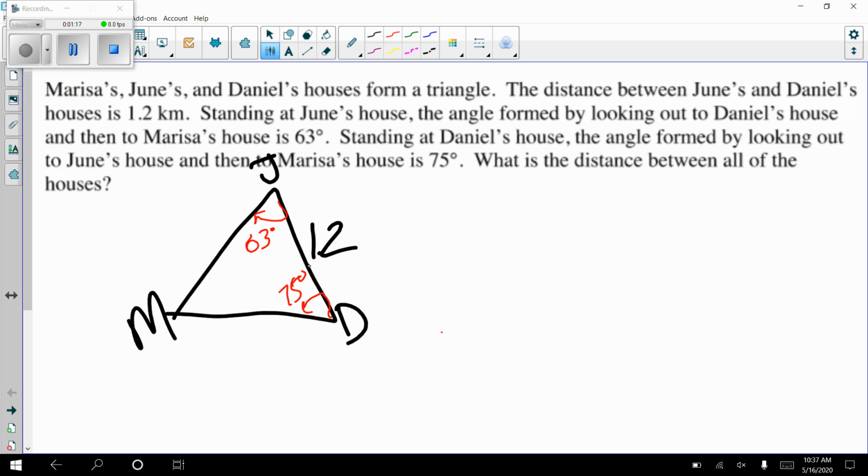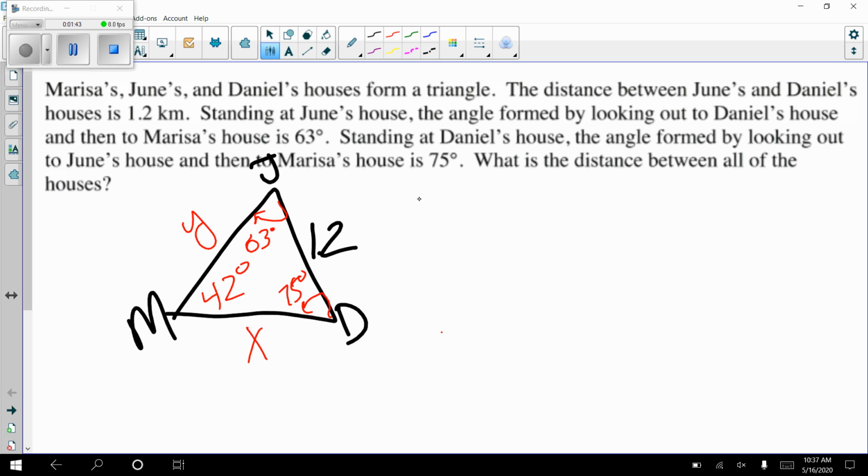What is the distance between all of the houses? So we need to find this and we need to find this, right? Now the good news is we can find that other angle in here. If we do 180 minus 63 minus 75, that's what? 63 plus 75 is 138, so that would be 42 degrees. So I think we'll be able to do the law of sines because we have a pair of opposite side and angle. That's what we need.